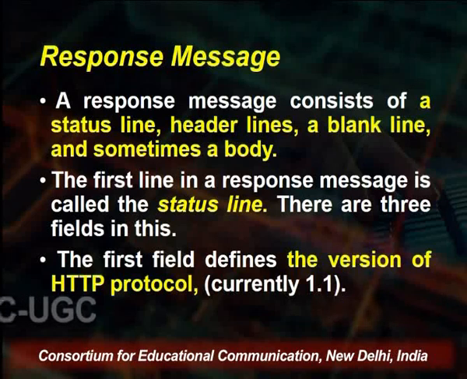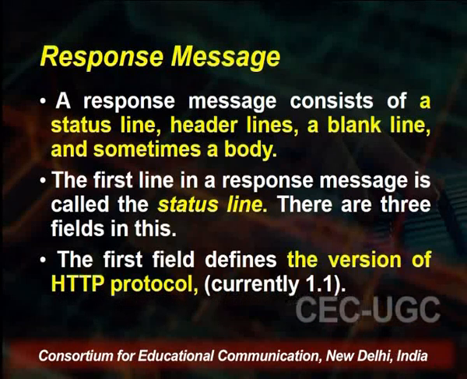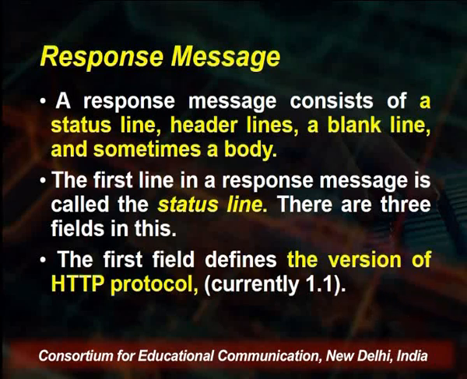The status line, or the first line of the response message, also has three fields. The first field is the version, which means the version of the HTTP protocol, which is obviously 1.1. Then you have the status code. The status code field is important in a response message because it defines the status of the request to which the server is sending a response. It contains three digits, and the digits have their own significance.